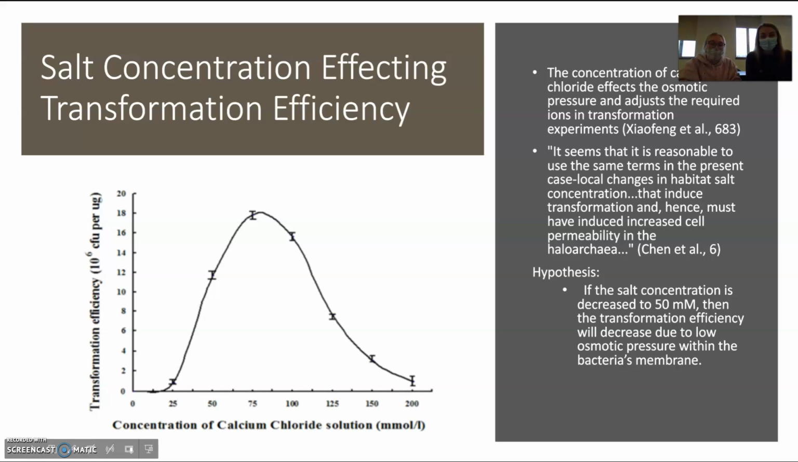Salt concentration affects transformation efficiency. The concentration of calcium chloride affects the osmotic pressure and adjusts the required ions in transformation experiments. The higher the concentration of calcium chloride, the higher the osmotic pressure, which is unfavorable for growth. On the other hand, the lower the concentration of calcium chloride, the lower the osmotic pressure, which is also unfavorable for growth. Our hypothesis was if the salt concentration is decreased to 50 millimoles, then the transformation efficiency will decrease due to low osmotic pressure within the bacteria's membrane.